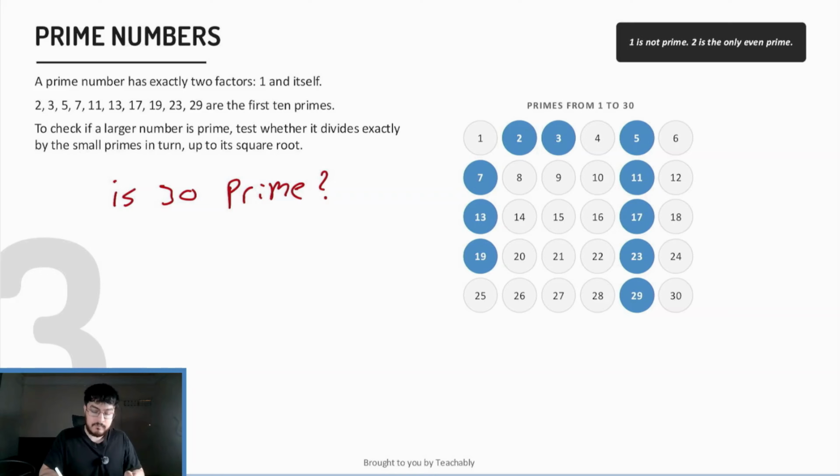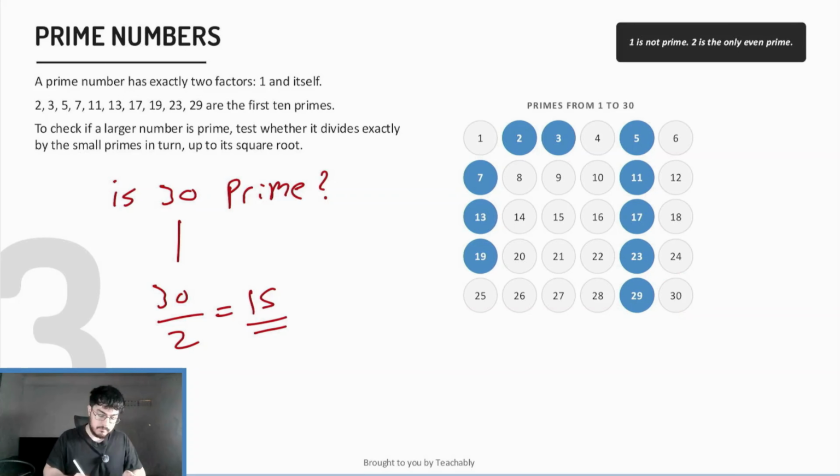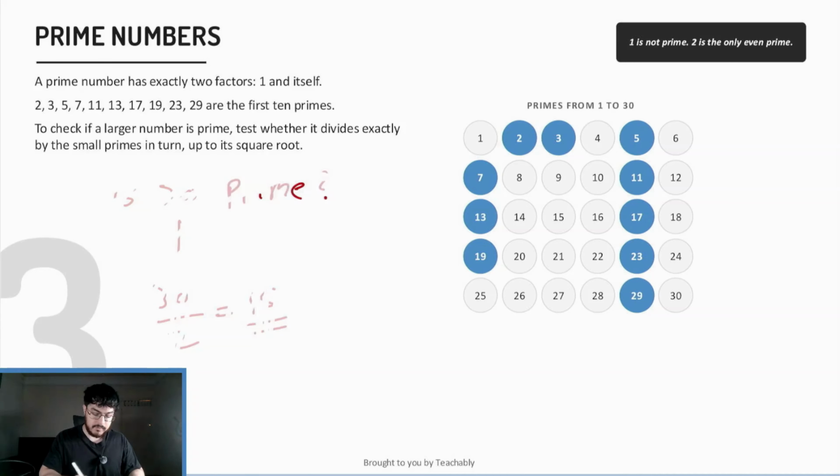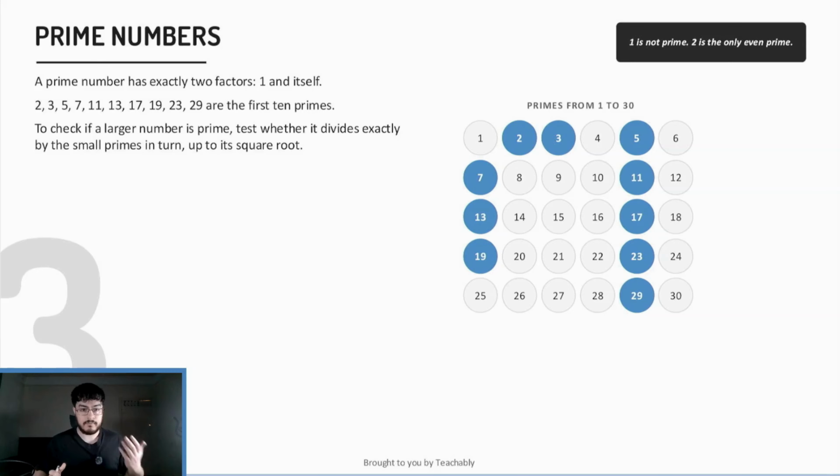So first of all, the first small prime is 2. Can 30 divide by 2? Yes, it can. So 30 divided by 2 is 15. And immediately we know that 30 is a composite number because it has more than 1 and itself as factors. So that's a quick test. I do recommend you try this on different types of primes until you've convinced yourself that this is a viable test to run. Okay, one thing to note here is that 1 is not prime.